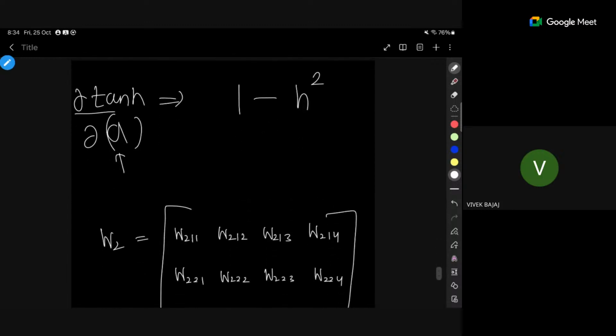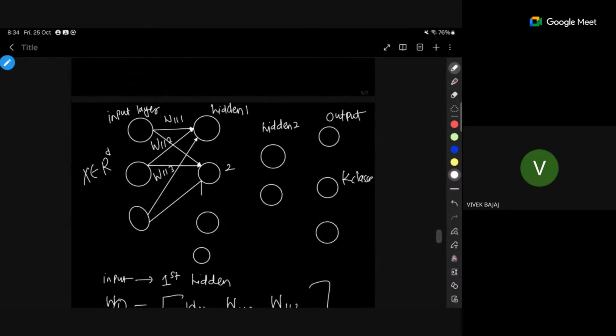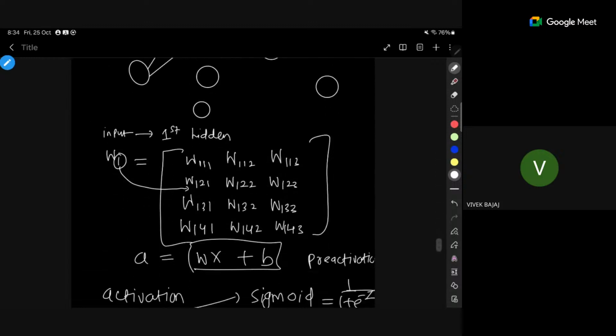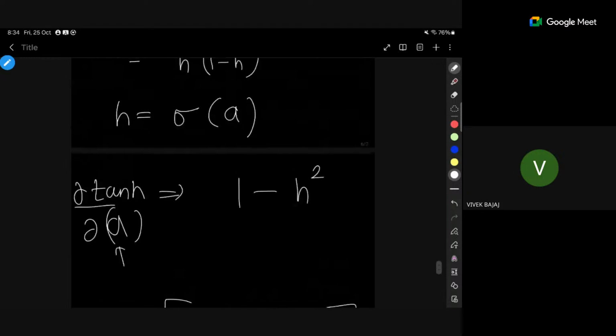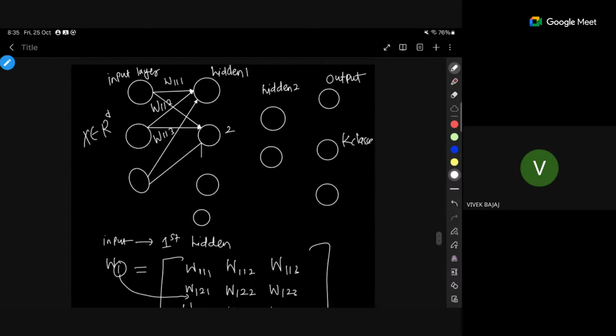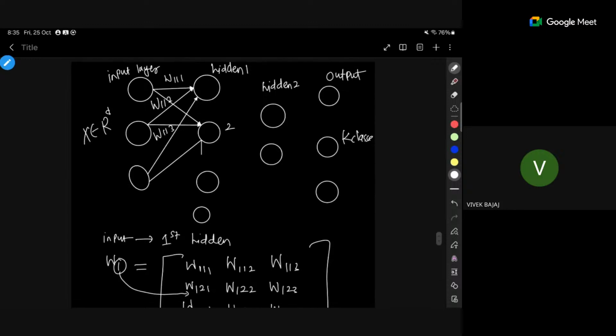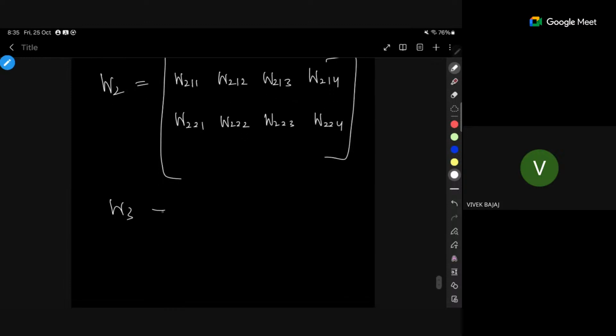Here, W2, the diagram. Yes, so 2 here and 4 are coming into that. That's how W2 will be defined, and W3 also similarly, which will have how many rows? 3 rows and 2 columns. So W3 will have 3 rows and 2 columns.